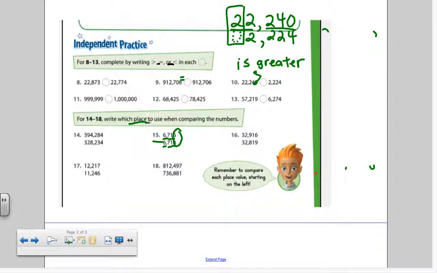So the directions tell us which place. That is in the ones place. So right below 15, you would have to write the ones place. Go ahead, pause, try the rest on your own. And again, refer back to this video if you need help with your homework.